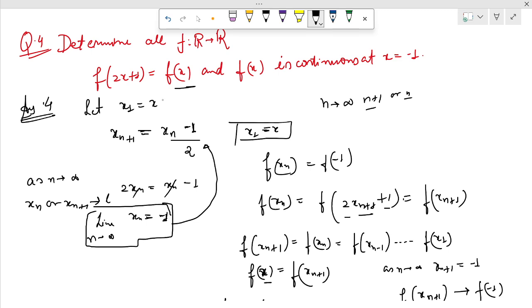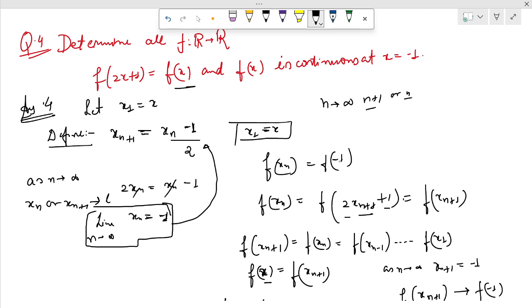So basically what I did, I used the fact that as n tends to infinity, whether you write xn or xn plus 1, this is one and the same thing. So I just defined a recursive sequence xn plus 1 is equal to (xn minus 1) upon 2. And while I define it, I understand that as n tends to infinity, xn will converge towards minus 1. This is very much clear, because whether you say xn or xn plus 1, both will converge towards L, so L is equal to minus 1. And we already know that the function is continuous at minus 1. It implies f of xn will converge to f of minus 1.